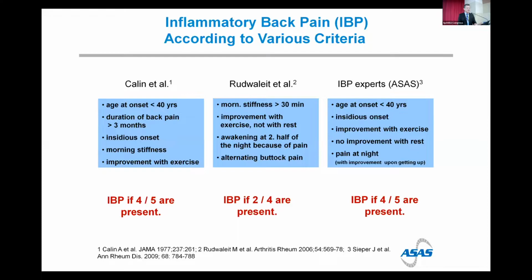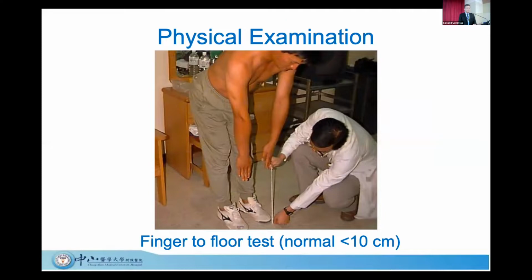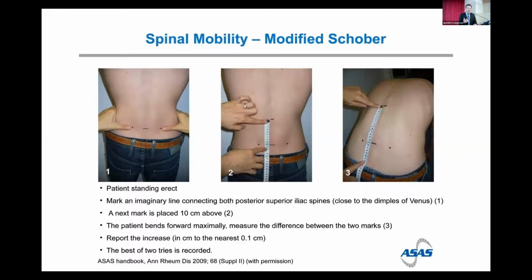Then you should do physical examination. For the medical student, you just simply do the finger to floor at your clinic. So you just ask a patient to bend forward, and normally the fingertips should be within 10 centimeters to the floor. But this is not very accurate because there are many false positives and also false negatives. So we recommend in clinical trials, we do the Schober test or modified Schober. You just mark a 10 centimeter two-point, then bending forward, then the distance should increase by at least 5 centimeters. So if positive, then you can show the spinal mobility is limited.